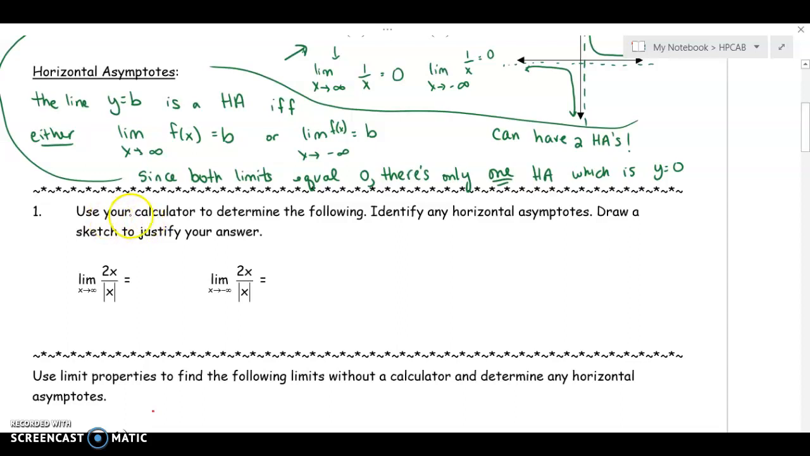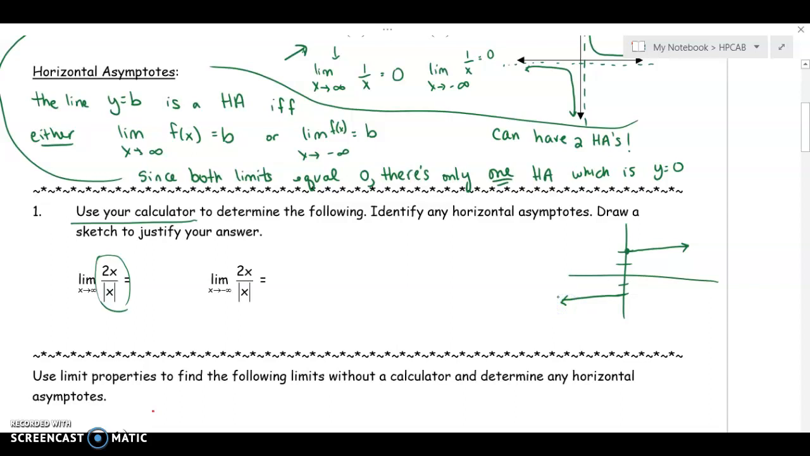For the next one, it says use your calculator to determine the following. When you use your calculator, you can graph it or you can look at the table. It's your choice. And you're going to identify any horizontal asymptotes and draw a sketch to justify your answer. So I'm going to skip the graphing it. You can type this in on your calculator and see what it looks like. This is what the graph's going to end up looking like. Spreading out of 2 here, there's going to be a graph that goes like this, and then sprouting out of -2 here, there's going to be a line that goes like this.